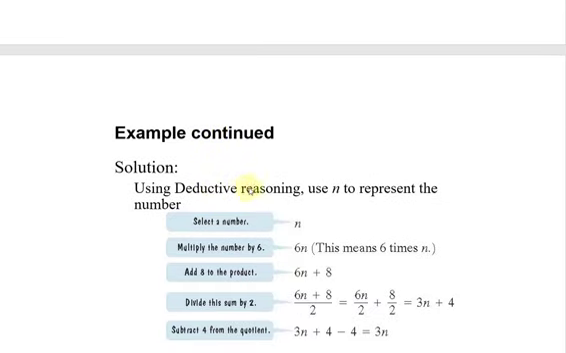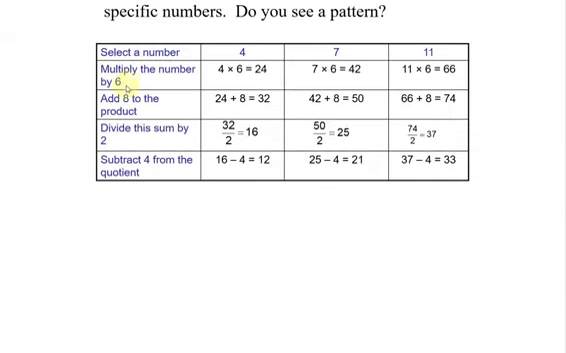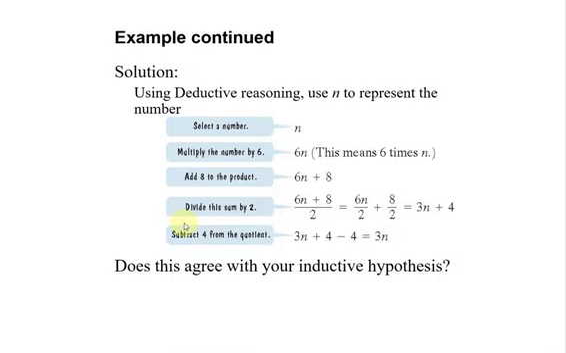Now using the deductive reasoning, instead of using any number, we use the letter n, the variable n, to represent the number. And then we follow the steps again: multiply by 6, add 8, divide, and subtract. So I use n just to represent the number. I multiply by 6, so 6n. I add 8, right? And then I divide by 2.